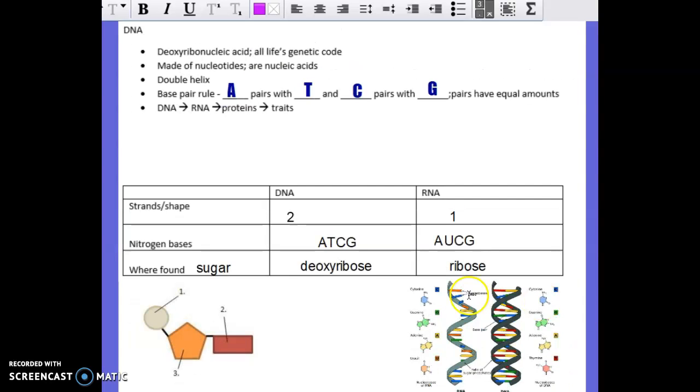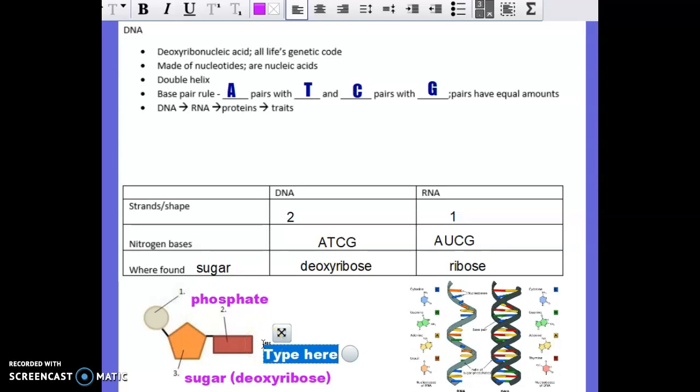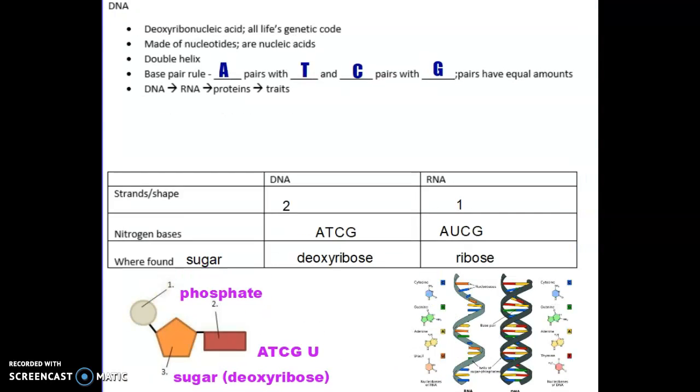All right, one of the skills you're going to have to be able to do is you're going to have to know the parts of a nucleotide. Okay, so anytime you see a circle, that is a phosphate group. All right, anytime you see the pentagon, that is the sugar, which in this case, it's deoxyribose. If that were RNA, it would just be ribose. And then 2 here, that would be your nitrogen base, which could be ATCG, or if it were RNA, it could be a U. All right, and then there's a picture of DNA and RNA side by side, and you can kind of see the differences that we pointed out here in this chart.